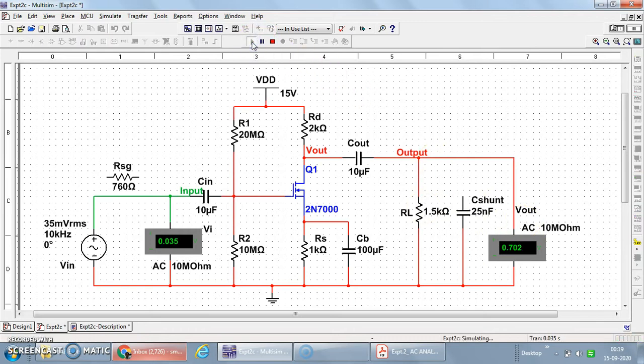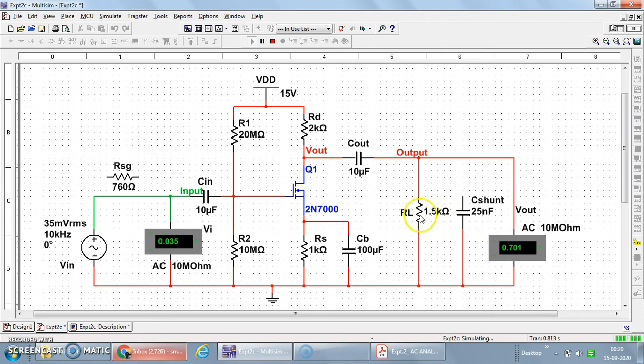So if I simulate the circuit, it's 0.702, considering the effect of RL. Earlier we have seen that the no-load voltage is always greater than the loaded condition voltage. If we remove this RL, we get a reading equal to 1.636 volt. So that is the highest voltage.